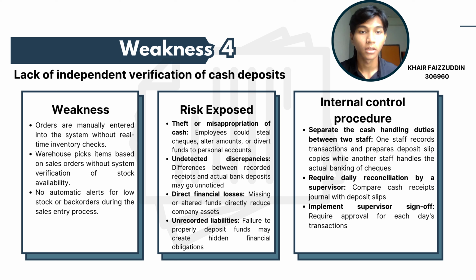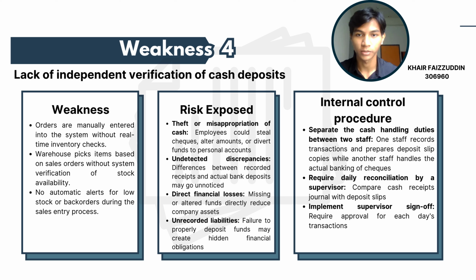For the fourth weakness, we will look at lack of independent verification of cash deposit. For this weakness, orders are manually entered into the system without real-time inventory checks. Warehouse picks items based on sales orders without system verification of stock availability. There would be no automatic alert for lost stock or back order during the sales entry process.